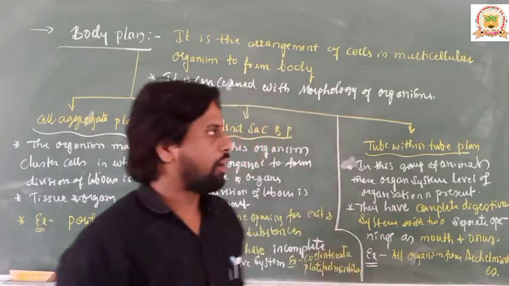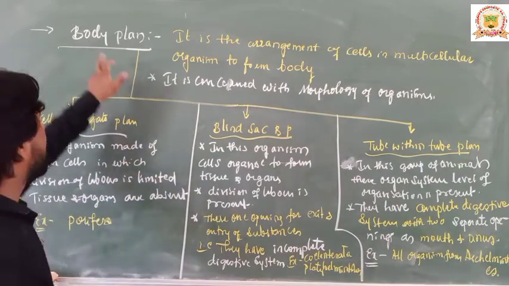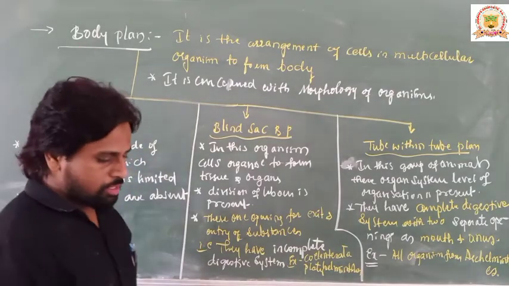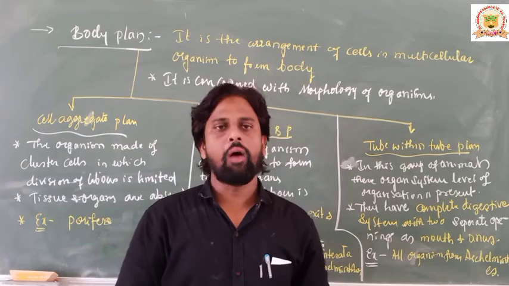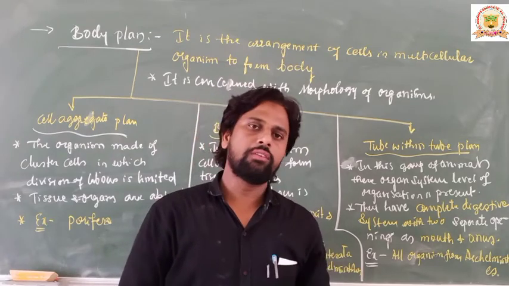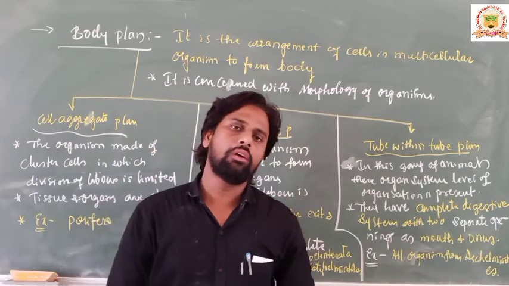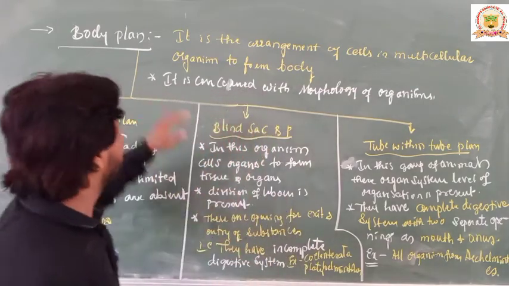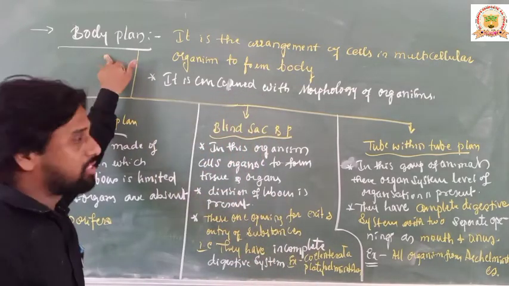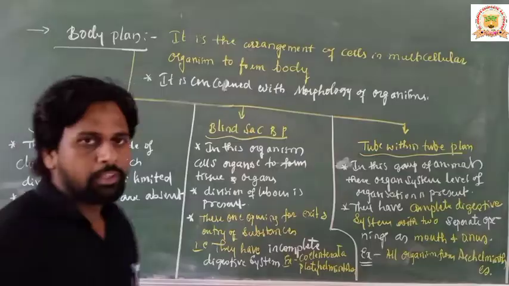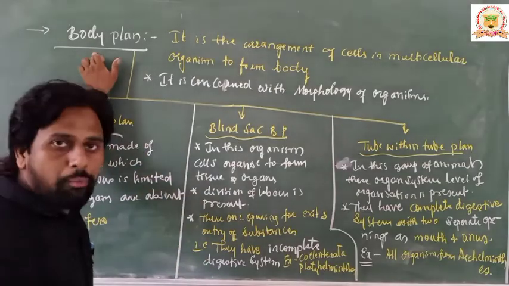Okay students, let's go for the next part of the basis of classification. That is called what? Body plan. Students, as we have already completed three things: one is levels of classification, another one is symmetry, and the third one is germ layers. After that, one more important basis of classification is called body plan. Let's see the definition of the body plan first.